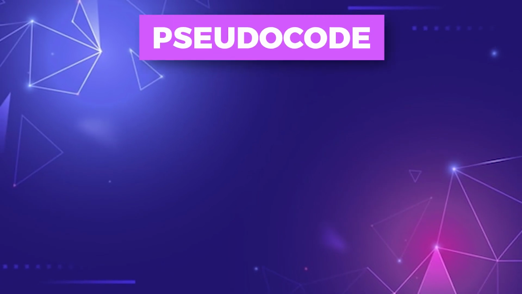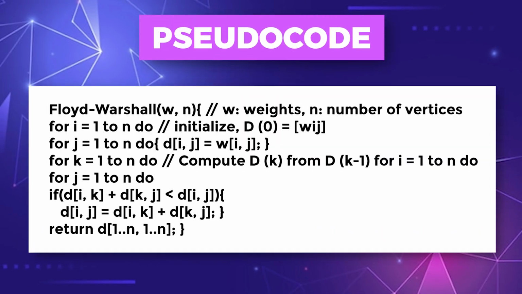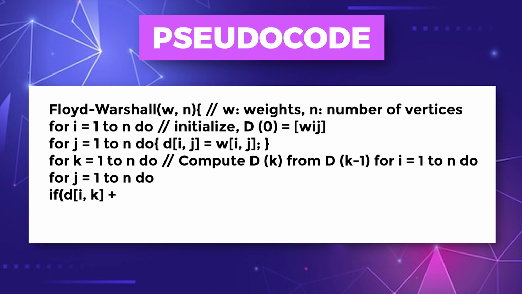So in this algorithm, first you take Warshall's algorithm, you take a loop i from 1 to n, then j from 1 to n, k also from 1 to n, then repeat from k equal to 1 to n to compute d k from d k minus 1. If d of i k plus d of k j is less than d of i j, then you can replace d of i j with d of i k plus d of k j. Return d.